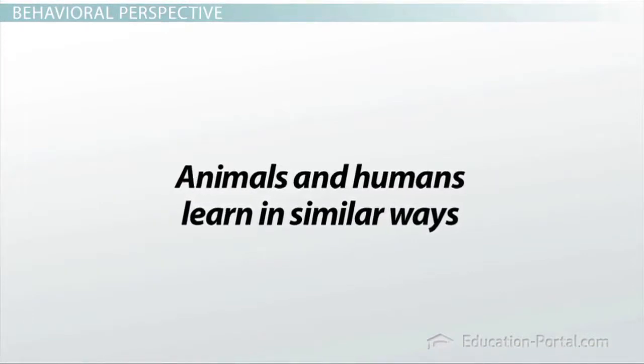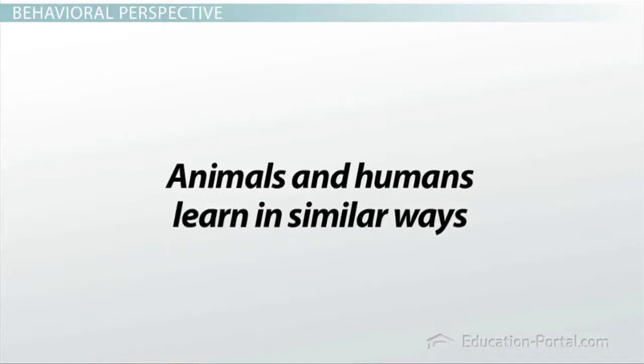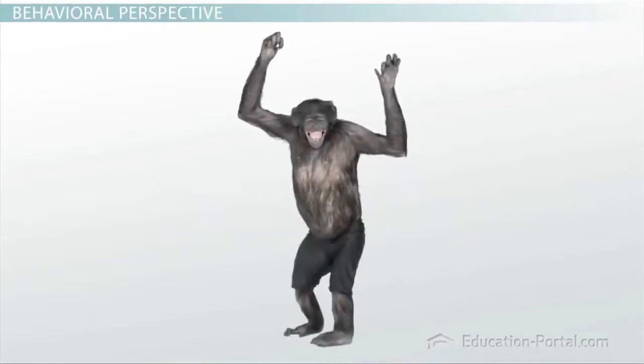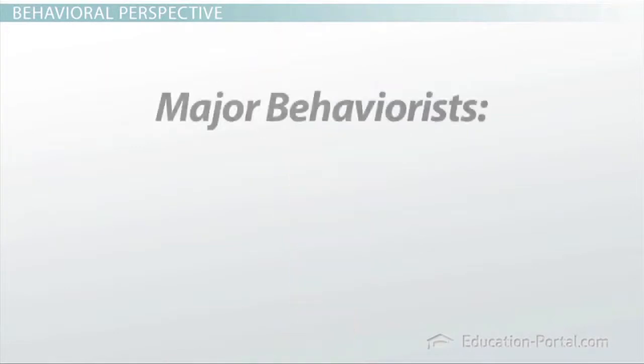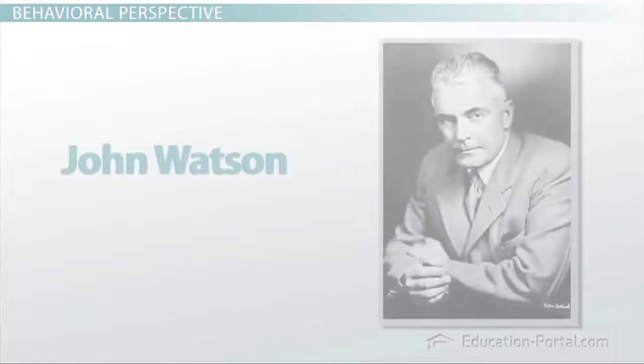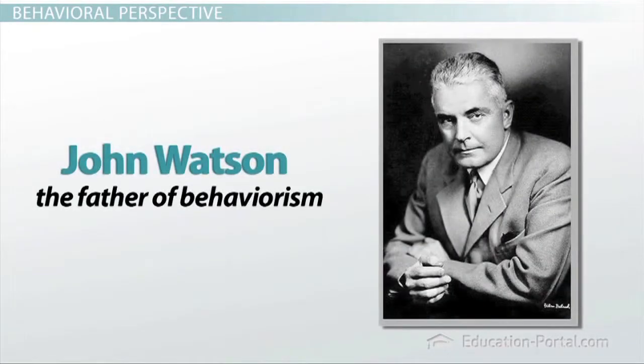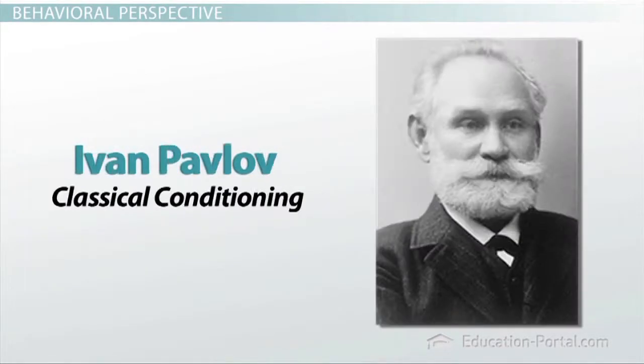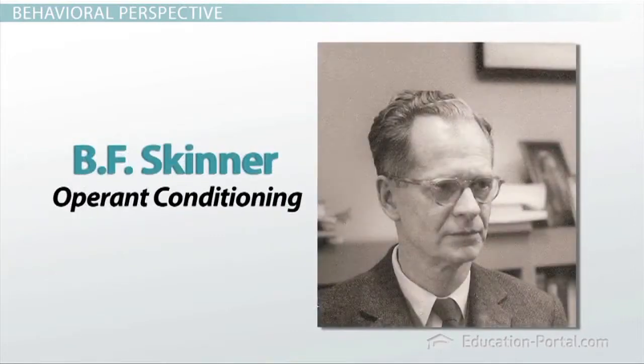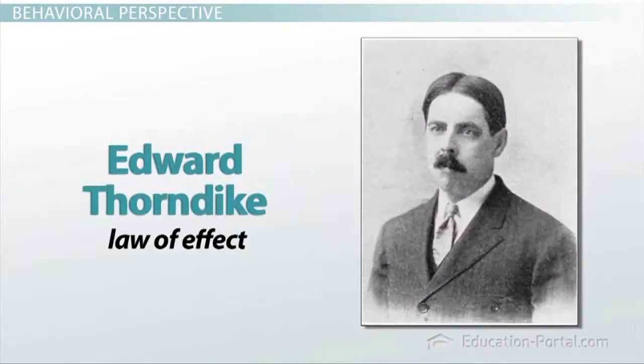Behaviorists, unlike many other theorists, perform their experiments using animals because they believe the study of animals could explain human learning behavior. The major behaviorists you should be familiar with include John Watson, known as the father of behaviorism, Ivan Pavlov, best known for classical conditioning, B.F. Skinner, known for operant conditioning, and Edward Thorndike, known for the law of effect.